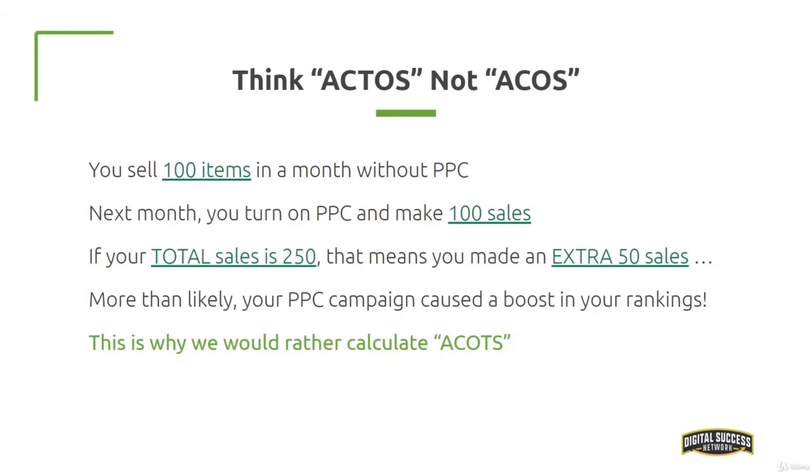Just as an example, say you sell 100 items in one month without any advertising. The next month you turn on your advertising and you make 100 sales that way. But you find out that your total sales is 250. That means you made an extra 50 sales. More than likely it's because your PPC campaign caused a boost in your rankings. And that's why we'd rather calculate ACOTS.